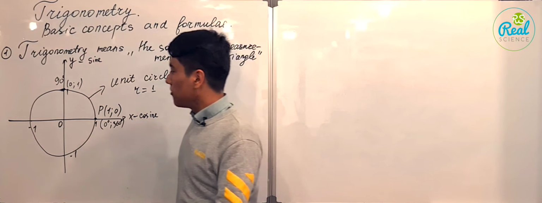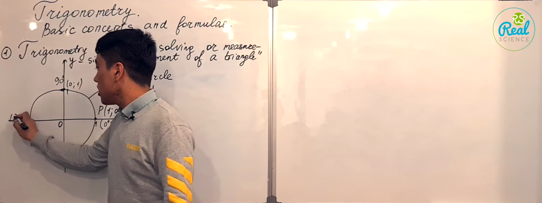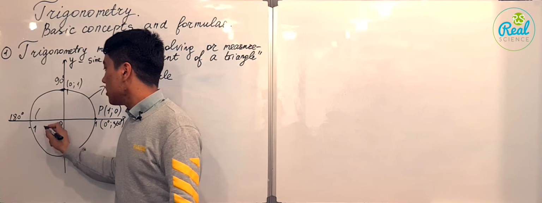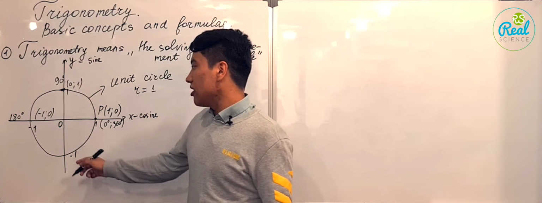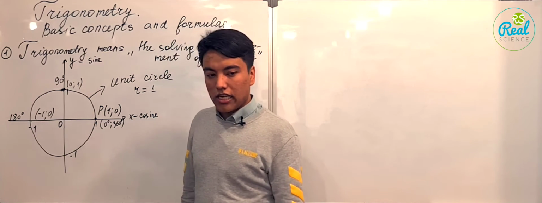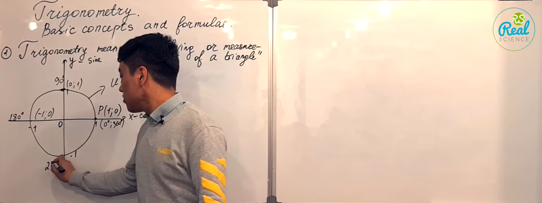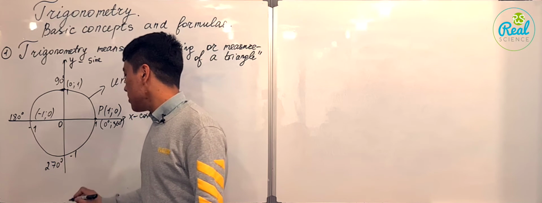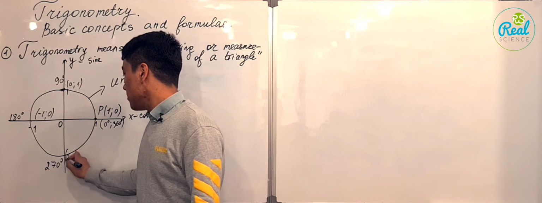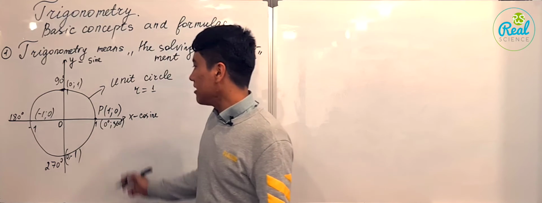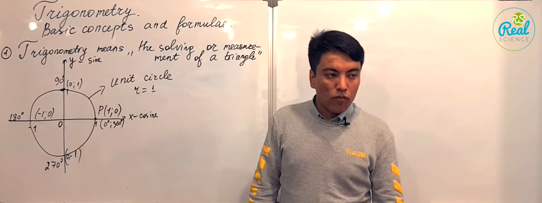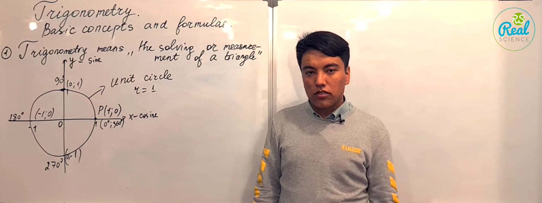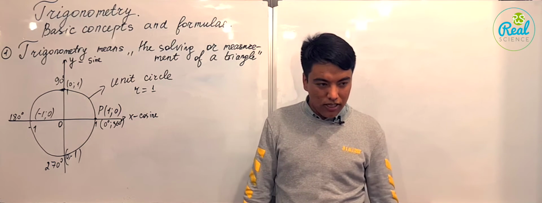And the second quarter is going to be 180 degrees. It's going to be (-1, 0). And for the third one, again we add 90, so 270 degrees and the point (0, -1). These are 4 points and these are 4 angles.